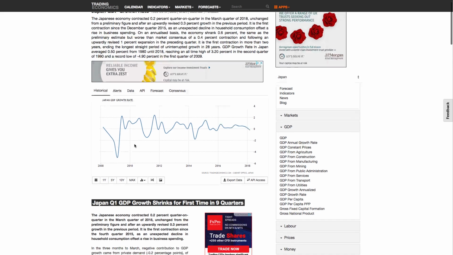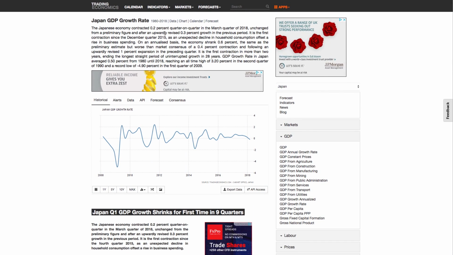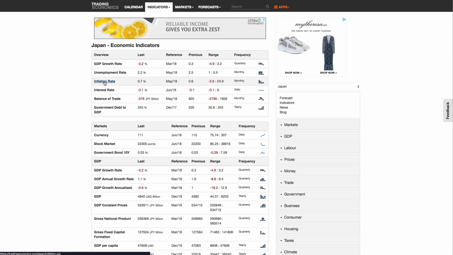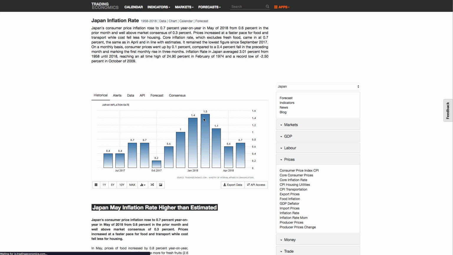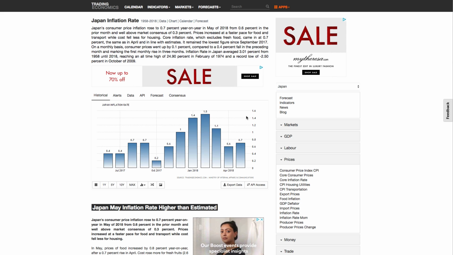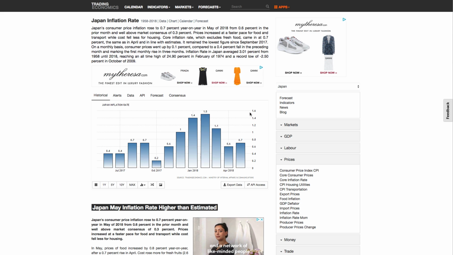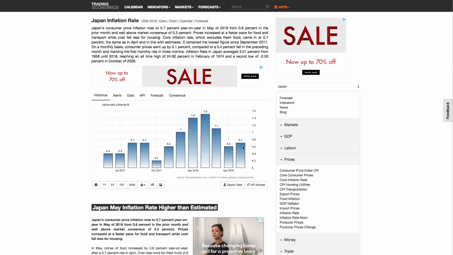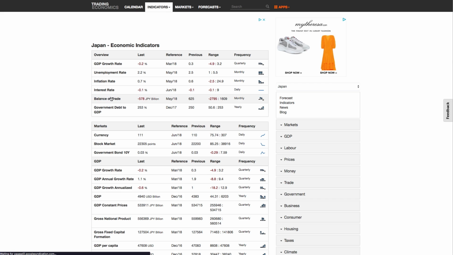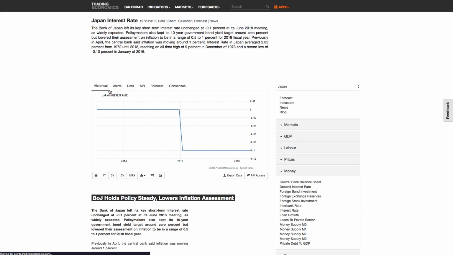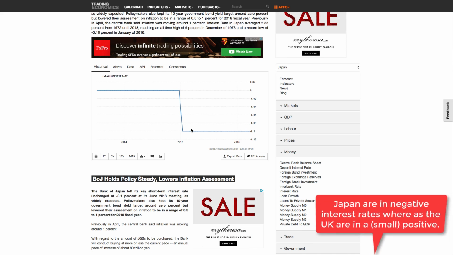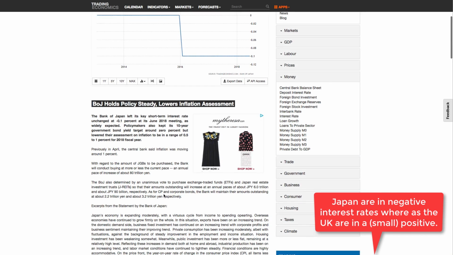Whereas Japan, right, it shrank for the first time in 9 quarters, and if we look at, for example, the inflation rate, it's quite steady, 0.7. We know that they really need a target of 2%. Central bank targets are really 2%, right? So you're still a ways off when it comes to inflation. And obviously interest rates. The last time they cut their interest rates, right?